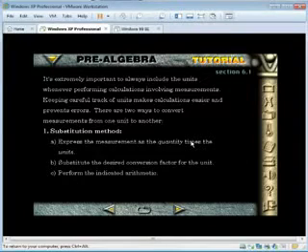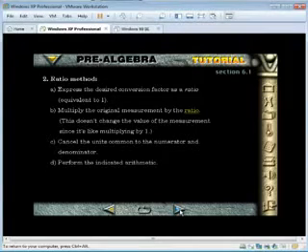There are two ways to convert measurements from one unit to another. 1. Substitution method. A. Express the measurement as the quantity times the units. B. Substitute the desired conversion factor for the unit. C. Perform the indicated arithmetic. 2. Ratio method. A. Express the desired conversion factor as a ratio, equivalent to 1. B. Multiply the original measurement by the ratio. This doesn't change the value of the measurement since it's like multiplying by 1. C. Cancel the units common to the numerator and denominator. D. Perform the indicated arithmetic.